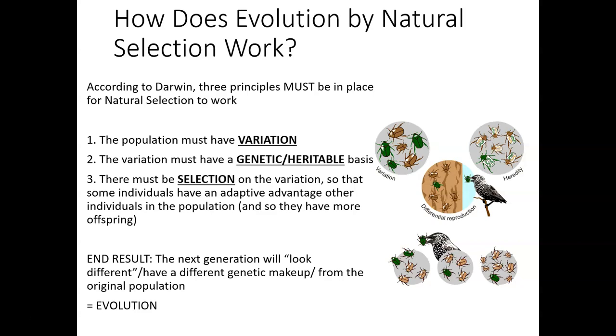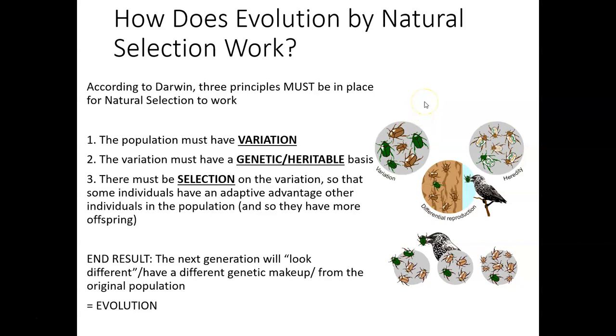So according to Darwin, natural selection requires that three principles must be in place. First, the population in question where natural selection is occurring must have variation. That means the organisms don't all look the same, they don't all have the same behavior, they're not all the same size or the same color. So if we were going to look at this figure over here, this part right here demonstrates that there's variation among the size and color of the beetles in this image.